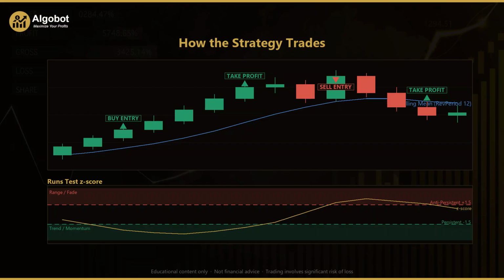And if the z-score had stayed between the two dashed lines the whole time, the reading would have looked random, and the strategy would have simply stood aside and waited. No clear regime, no trade. That patience is a core part of the design.